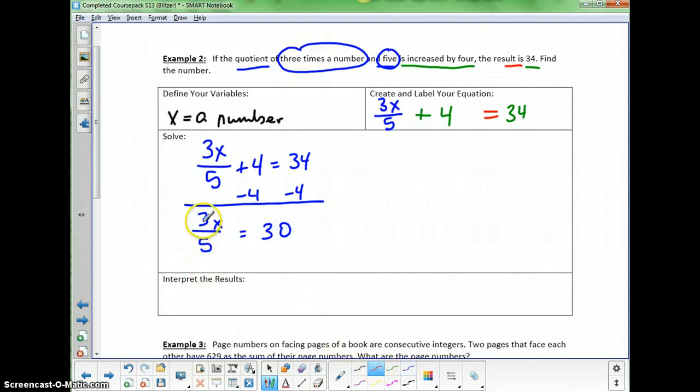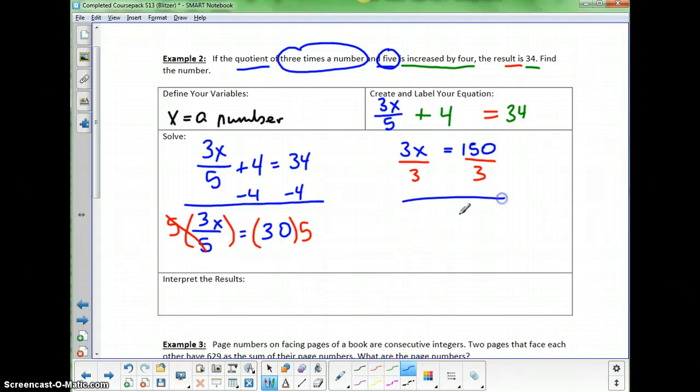The next step will be to say this is 3 times x divided by 5. So we're going to multiply both sides by 5. Alright, that's going to give us 3x equals 30 times 5 is 150. And last, 3 times x, so we're going to divide both sides by 3. So that'll give us x equals 50. So to interpret the results, the number is 50. We're just looking for the number right here, and we have found it. The number is 50.